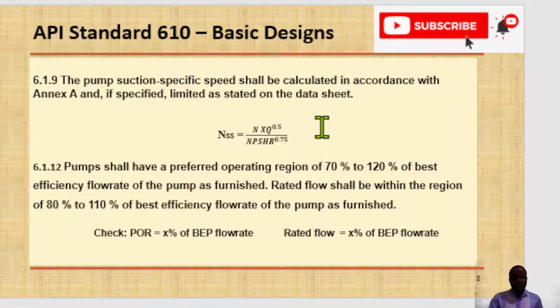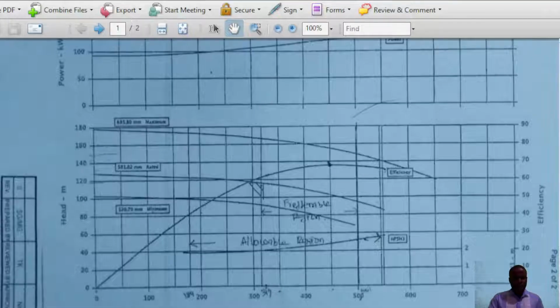All right, so now if you look at the pump curve, on your pump curve, you are going to have what? You are going to have your preferred operating region being stated. Now look at this. This is a particular pump curve. On the pump curve, you have the preferred operating region. Look at this. From this arrow to this arrow, this is your preferred operating region.